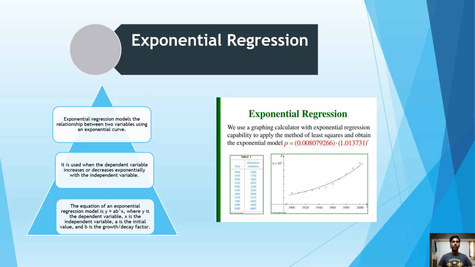Next we'll see exponential regression. Exponential regression models the relationship between two variables using an exponential curve. It is used when the dependent variable increases or decreases exponentially with the independent variable. The equation of an exponential regression model is y equals a times b to the power x, where y is the dependent variable and x is the independent variable, a is the initial value and b is the growth or decay factor.